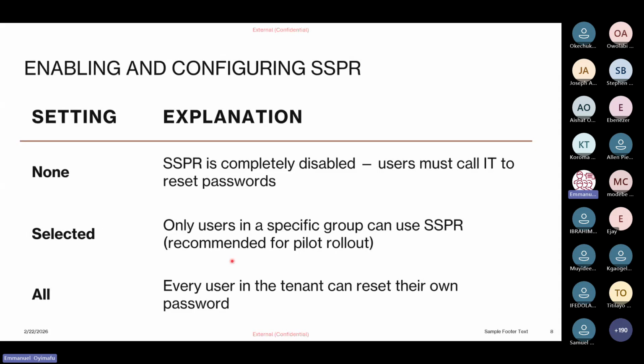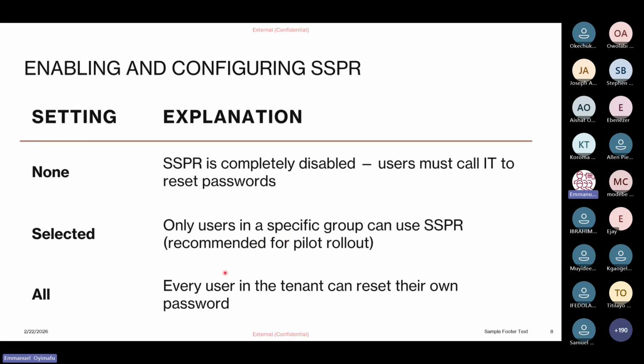So you can apply self-service password reset to all users, which means every user in the tenant can reset their own password. So when we go to the demonstration, we are going to see all these things in place. But if you are applying self-service password reset, you can set the scope to none. You can set the scope to selected users, whereby you can select a group that you want to apply self-service password reset to, and you can apply it to all, which means all users in the tenant. So let's look at the authentication method and best practice for SSPR.